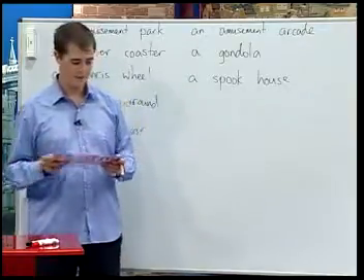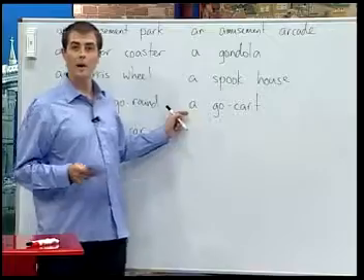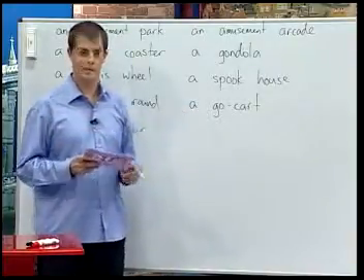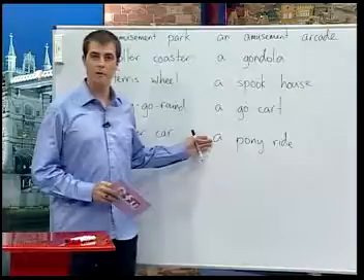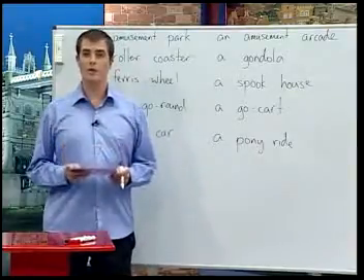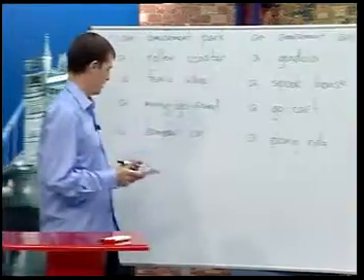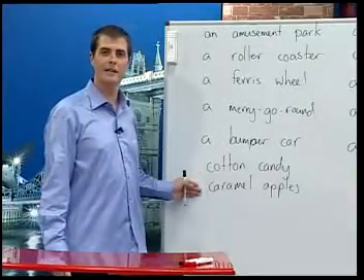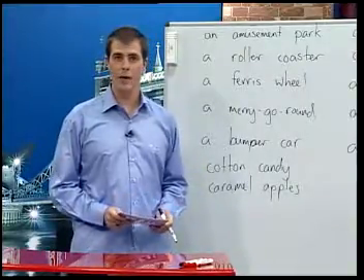Children enjoy this ride. Two more. A go-kart. A go-kart is a machine with an engine and an open frame. It looks like a small race car. And finally, a pony ride. A pony ride is a ride for children. They can sit on a pony and ride it with the help of their parents. Here we have cotton candy and caramel apples. People like to eat cotton candy and caramel apples at the amusement park.